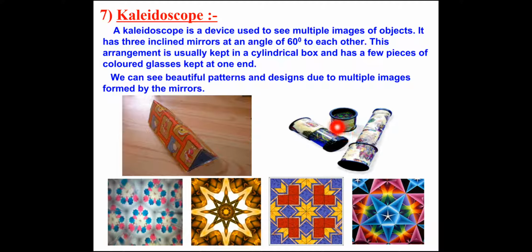When we see through this kaleidoscope, we can get beautiful, different multiple patterns and designs, because multiple images are formed because of the mirrors. Here you can see this one and this one and these two again, all these are different images, different patterns, different designs which can be obtained with the help of the kaleidoscope.